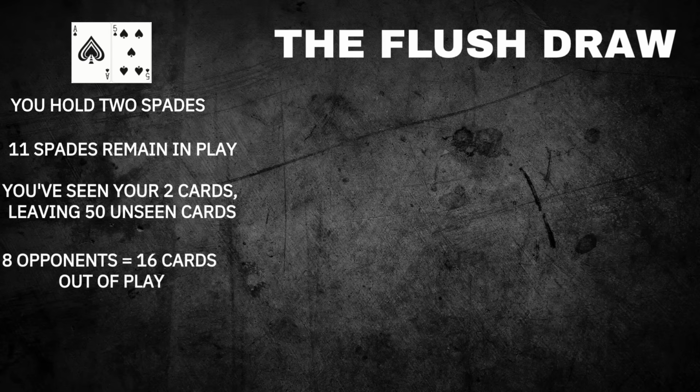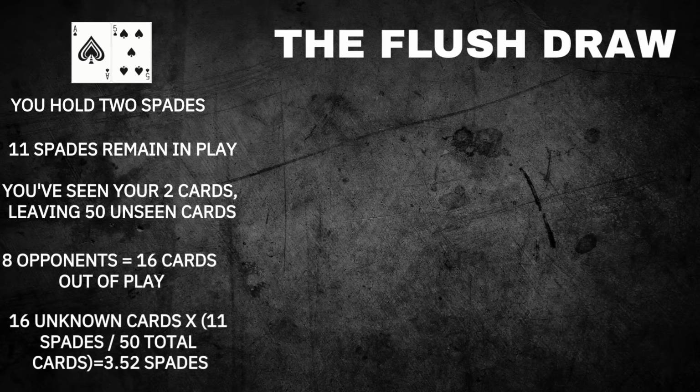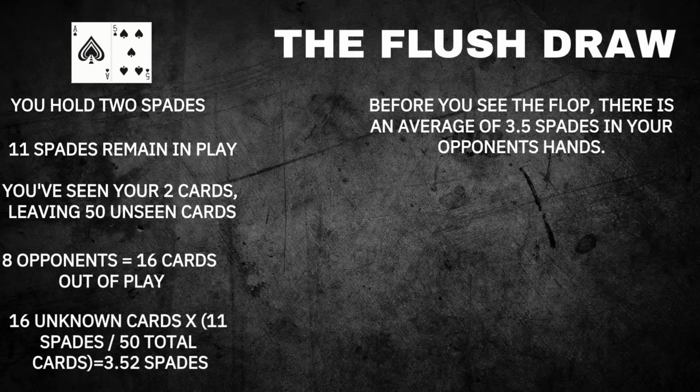To determine the probability that a random unknown card is a spade, we would multiply 16, the number of unknown cards, times 11 spades divided by 50 total cards, which equals 3.52. Meaning there are approximately 3.52 spades distributed among your opponents' hands. So instead of having 9 potential flush outs if you flop a spade draw, you likely have only 5.5 outs. Let's say the flop comes, the 7 of spades, the 2 of spades, and the jack of diamonds.